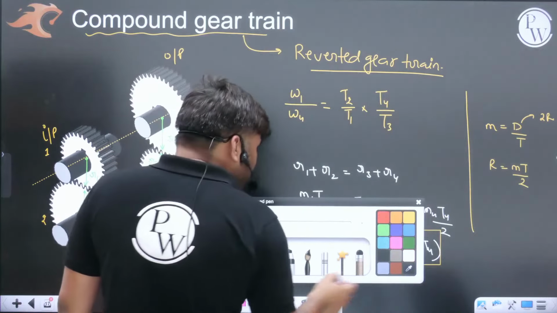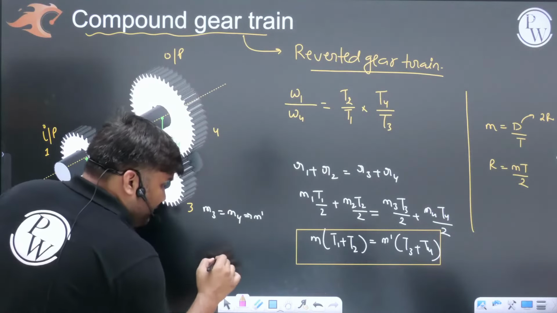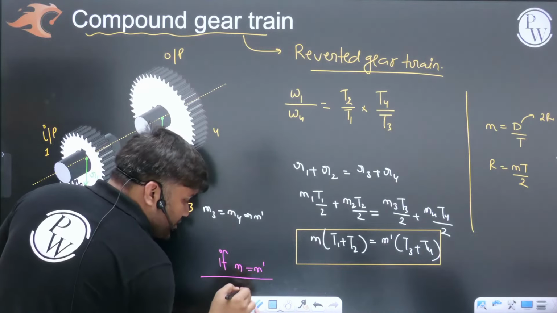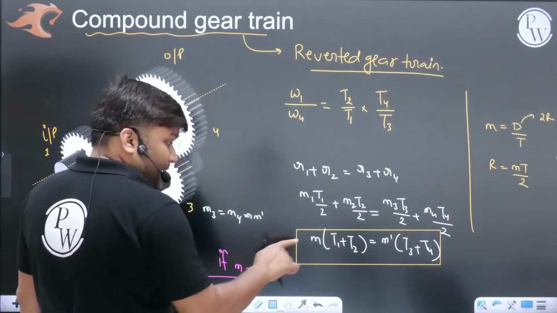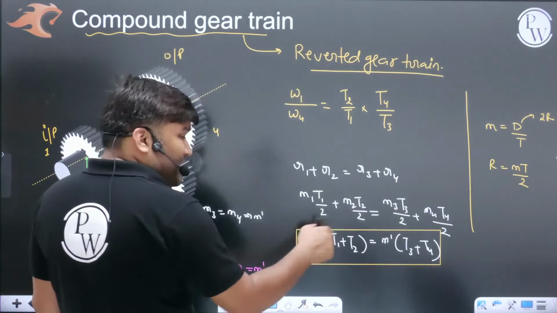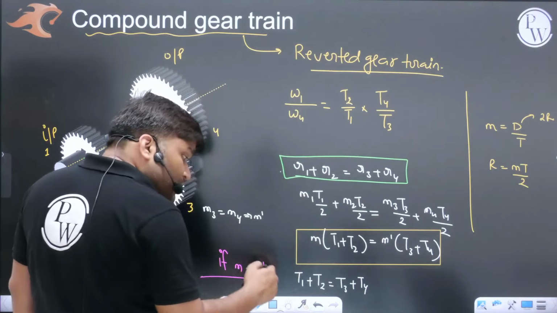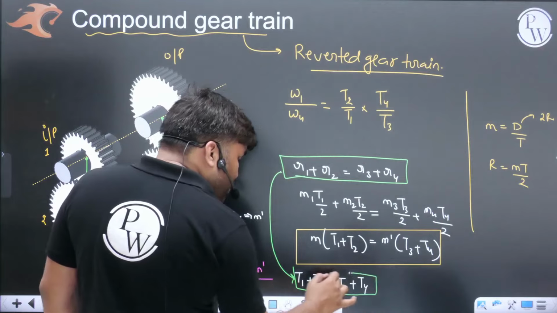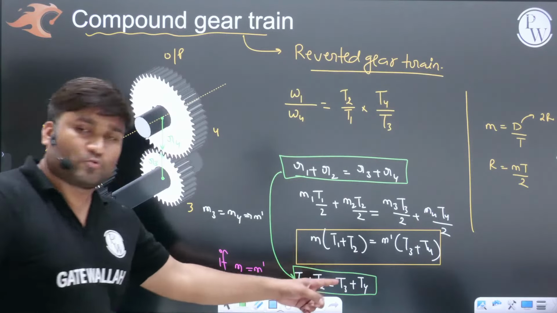If somebody is saying that M and M dash are also the same, the question is even more simple. M dash will get cancelled and you will have T1 plus T2 is equal to T3 plus T4. And believe me, this looks exactly the same. In the radius you had some relation. If all modules are the same, you will have exactly the same looking, ditto photocopy type of relationship between teeth also.